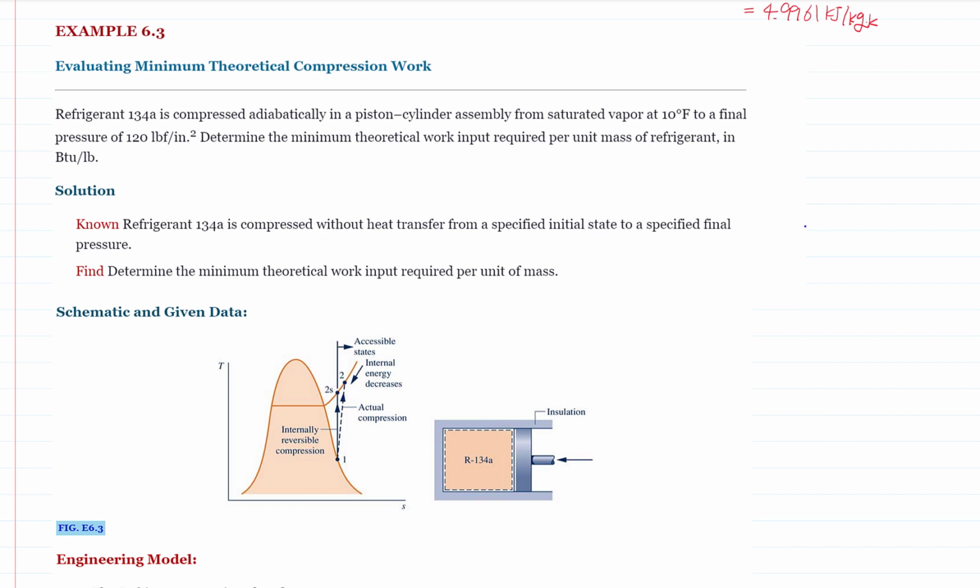We should note that the system will require the minimum work input when it goes through an internally reversible process. The process should not involve any irreversibility. So when it is an adiabatic and reversible process, the entropy change during the process is zero. It is an isentropic process.